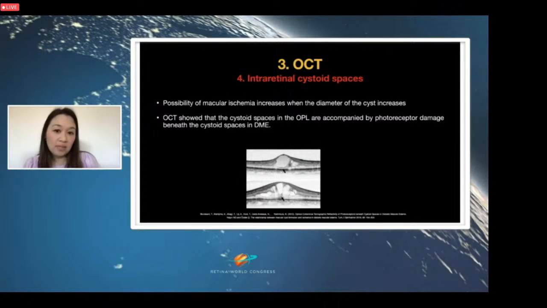Intraretinal cystoid spaces are usually present in patients with DME, and they are associated with the possibility of macular ischemia when the diameter of the cyst increases. OCT shows that the cystoid spaces in the outer plexiform layer are usually accompanied by photoreceptor damage beneath the cystoid spaces in DME.